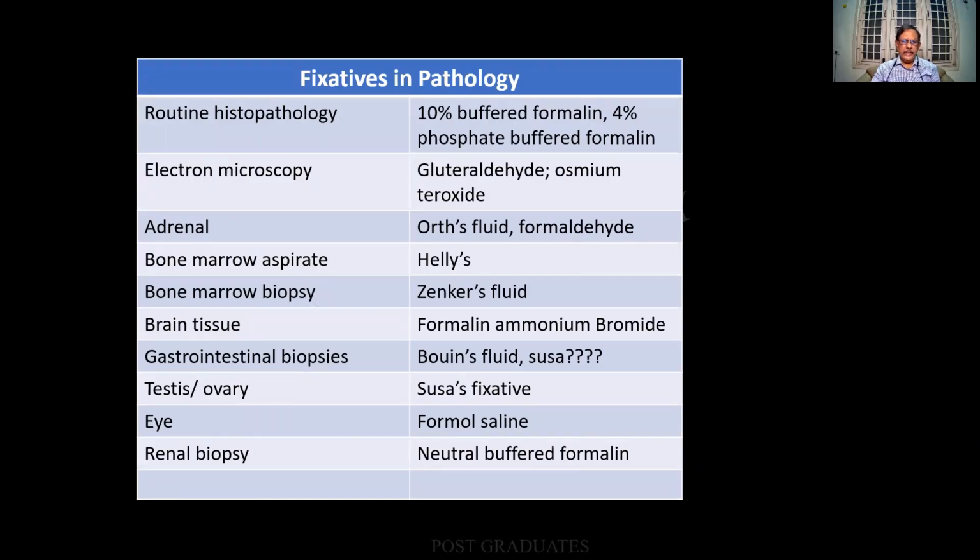So the various fixatives, again I had given, this is a superb slide for you people. In different contexts, nobody can make the job much easier for you. Protein histopathology, what do you use? What is the percentage? Electron microscopy. For adrenal, what is the fluid? Bone marrow, Ellis fluid, Zenker's fluid. Brain, formalin, ammonium bromide. Gastrointestinal biopsy, again Bouin's fluid or Susa's fluid. Testis and ovary, Susa. Eye, formal saline. I had shown you a section of the eyeball earlier. Renal biopsy, neutral buffered formalin.